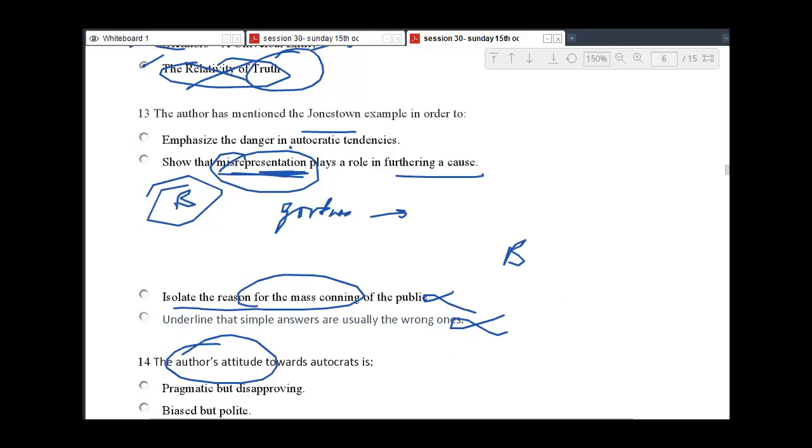Or is it giving? Because if you say it is the danger of autocratic tendencies, Mr. Jonestown is not an example of a tendency. Mr. Jonestown is an example of a person who misguided people by being good. So how can you mark that he is having an autocratic tendency here? Furthering a cause means what? Achieving an aim. Furthering a cause basically means achieving an aim.